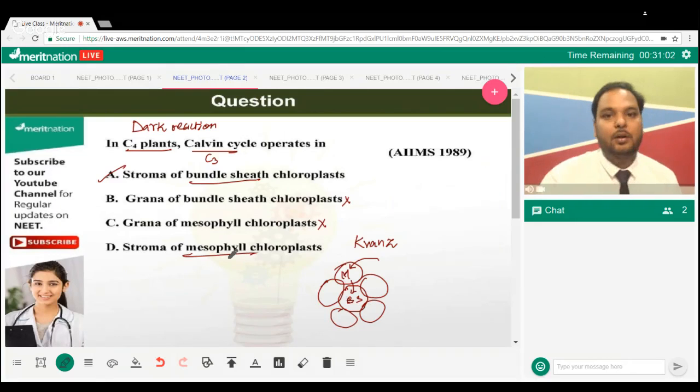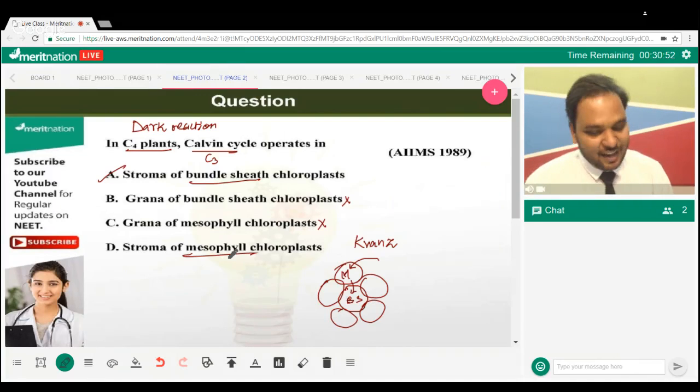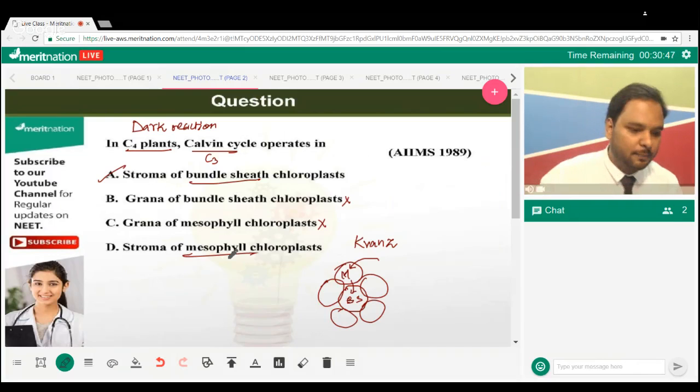Very nice question. Very good question. If you understand the concept of C4, you can definitely answer this question. And if you can answer this question, definitely you understand the concepts. So vice versa, right, everyone? I hope you understand the question. I'm moving on to the next part.